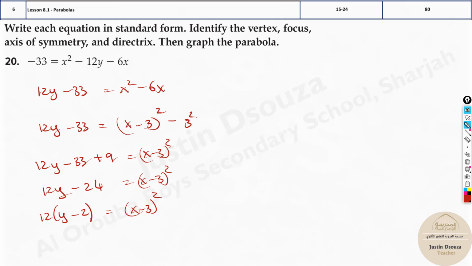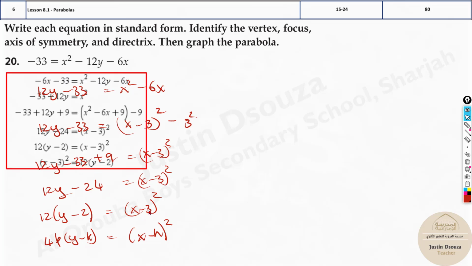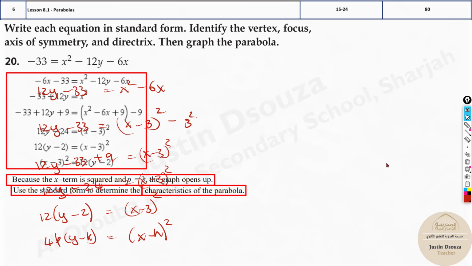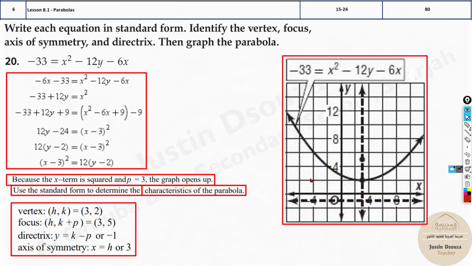Now write the standard form. Which form does it belong to? Just now we wrote this, right? 4p into y minus k. It's not h. x is with h, y is with k, k is with y, h is with x. I just got confused. x minus h the whole square. That's the answer. The standard form is 12y minus 2 equals x minus 3 the whole square. I hope you're finding this method easier. See, that's the correct answer. And you can graph it up and get the vertex. This we have done, right? The same method is done.